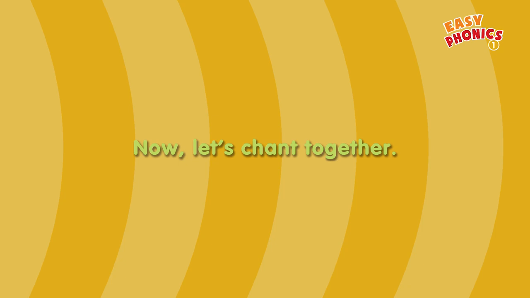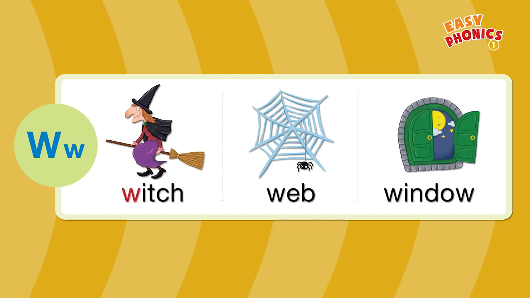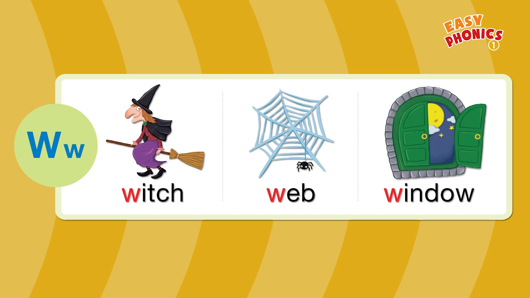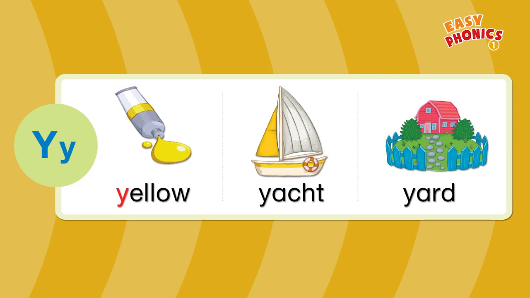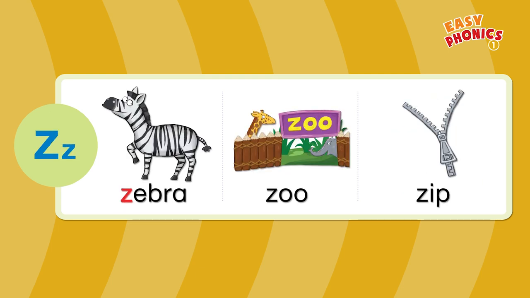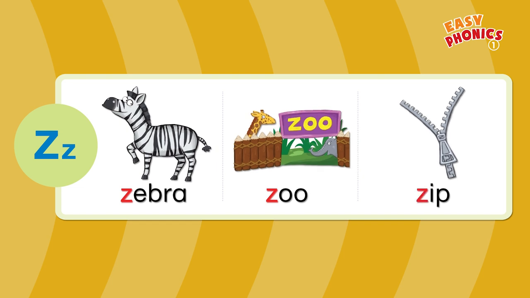Now, let's chant together. W, W, which. W, W, web. W, W, window. X, X, fox. X, X, ox. X, X, box. Y, Y, yellow. Y, Y, yacht. Y, Y, yard. Z, Z, zebra. Z, Z, zoo. Z, Z, zip.